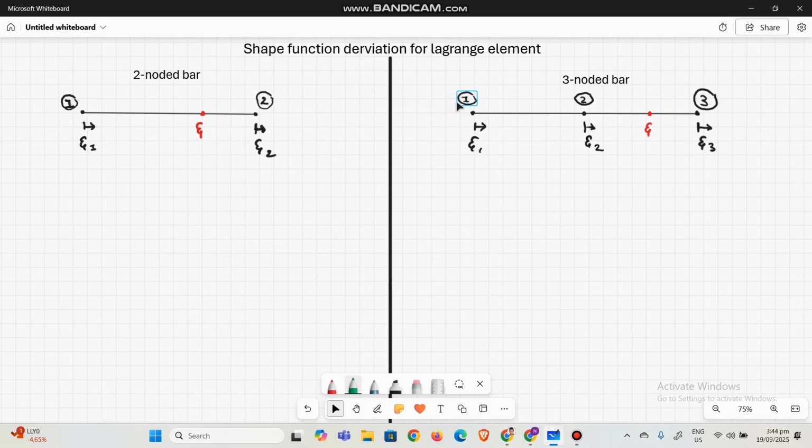Today we are going to derive shape functions for the bar element first and then for the rectangular elements using the Lagrange method. First of all, let's look at the bar element.